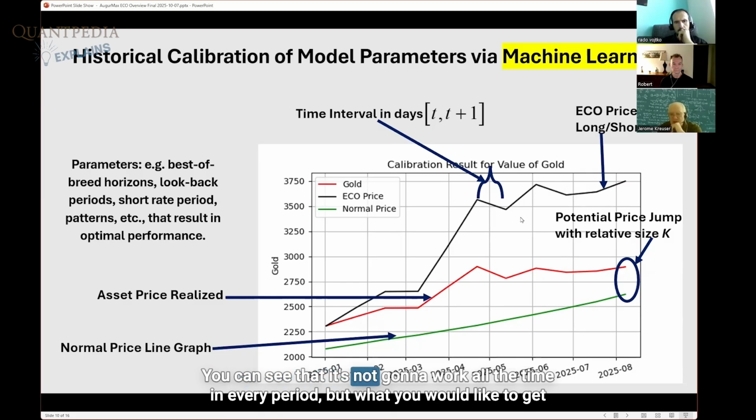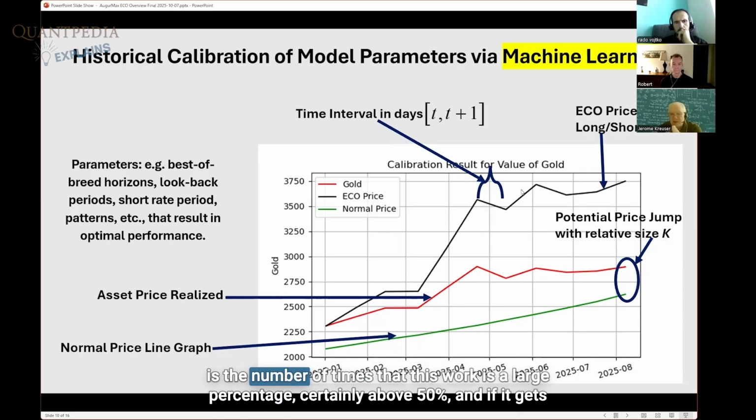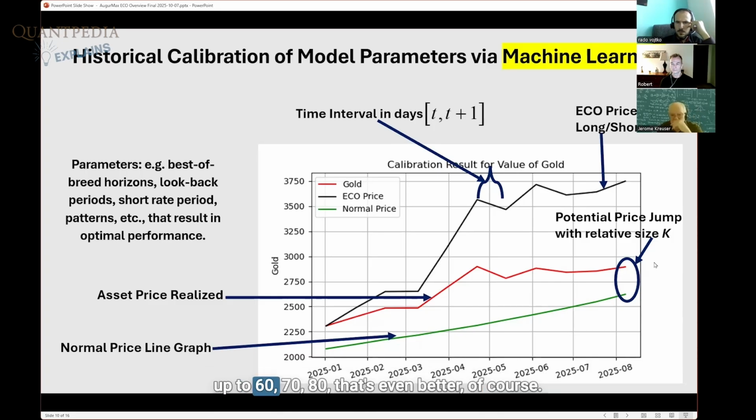You can see that it's not going to work all the time in every period, but what you would like to get is the number of times that this works is a large percentage. Certainly above 50%. And if it gets up to 60, 70, 80, that's even better, of course. That's fundamentally how it works.